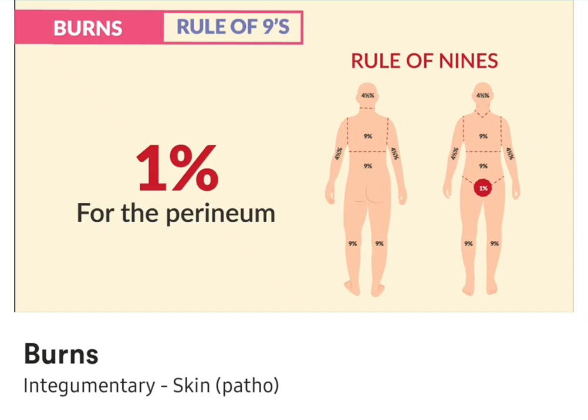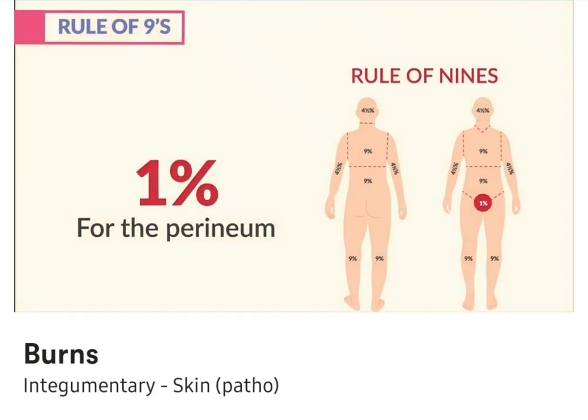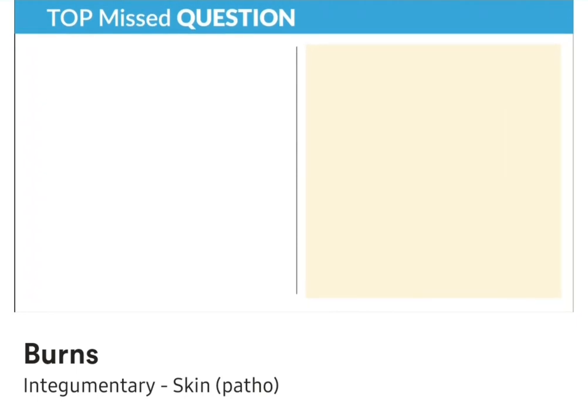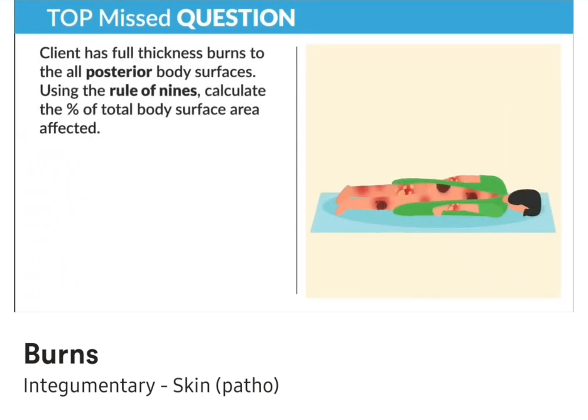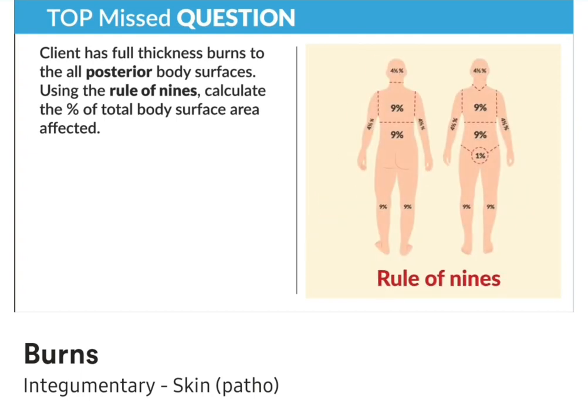One, womp, womp, womp. Okay, now a commonly missed question here. A client has a full thickness burn to all the posterior body surfaces. Using the rule of nines, calculate the percentage of total body surface area that is affected. Guys, a lot of students get these wrong, so you must know your rule of nines numbers.